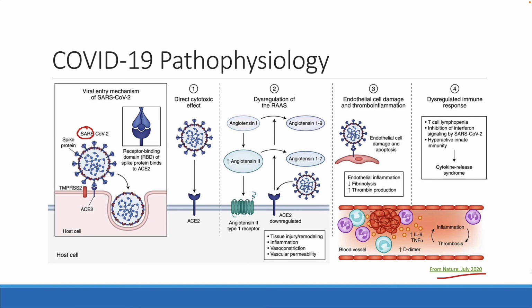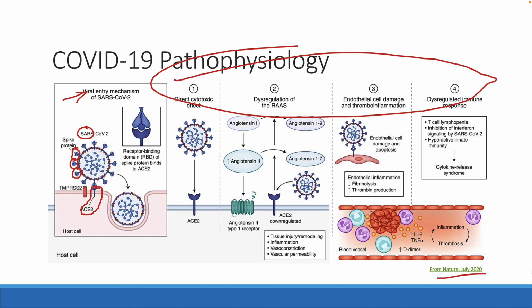So what we know is that there's this viral entry mechanism that consists of these spike proteins, right? These spike proteins adhere to the ACE2 receptor that's typically located in the lungs, okay? And when that binding takes place, that starts this whole cascade of events right here. One of them is a direct cytotoxic effect. So this virion hits the ACE2 receptor and causes a direct cytotoxic effect.